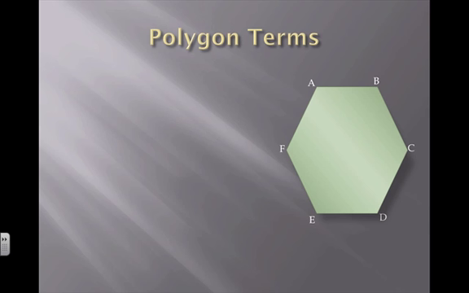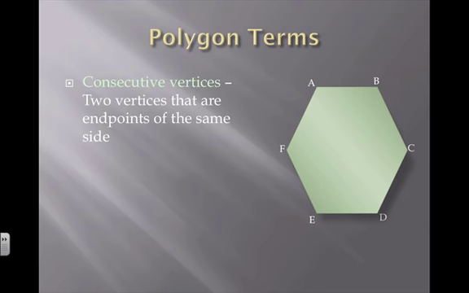So let's take a look at polygon A, B, C, D, E, F. The first term that we're going to learn today is called consecutive vertices. These are 2 vertices that are endpoints of the same side. So for example, vertex A and vertex B on our polygon would be considered consecutive vertices. They're not the only pairs of consecutive vertices on this polygon. There are many others. For example, vertex C and vertex D are also consecutive vertices. So again, they're just 2 vertices that are endpoints of the same side. They have to be on the same side of the polygon.